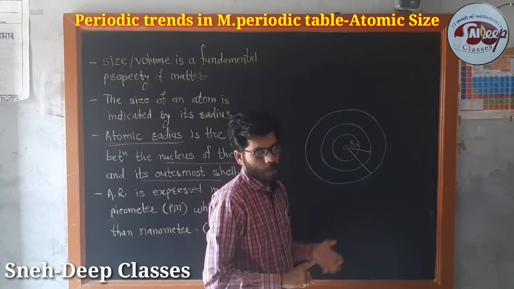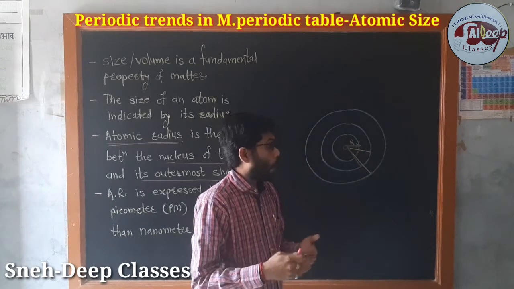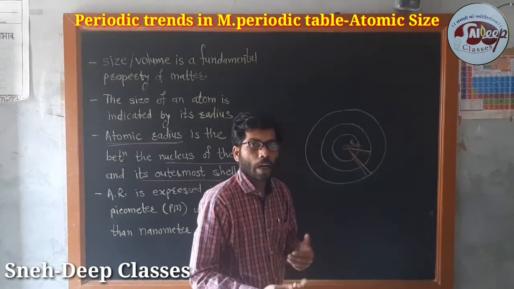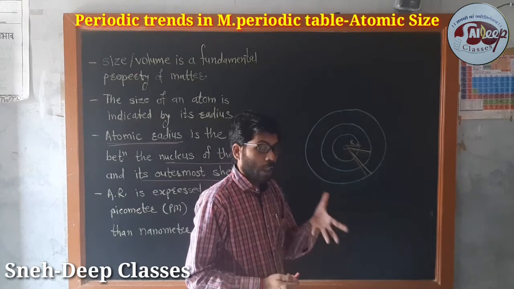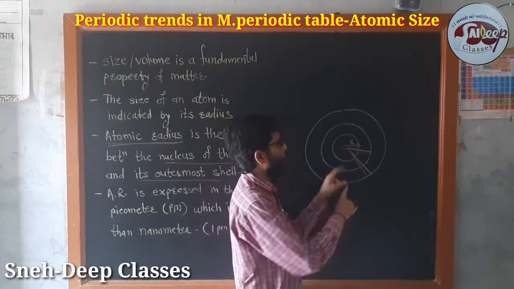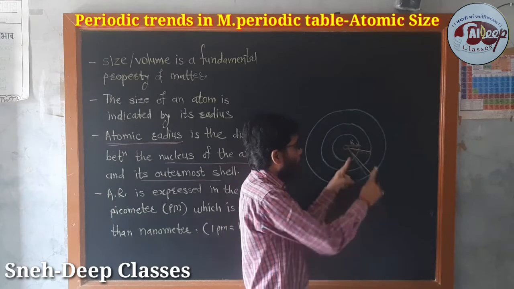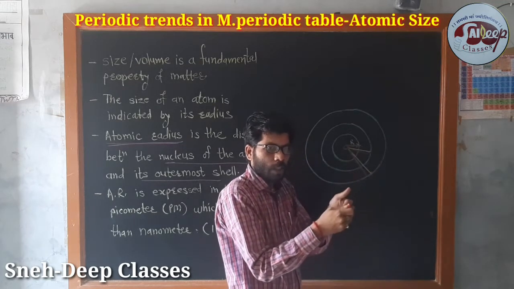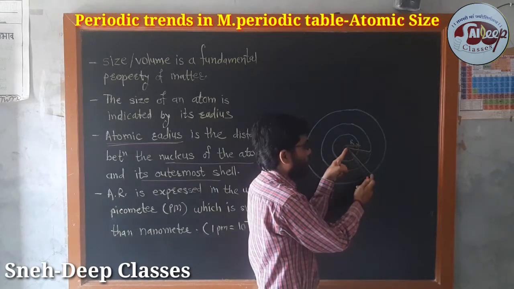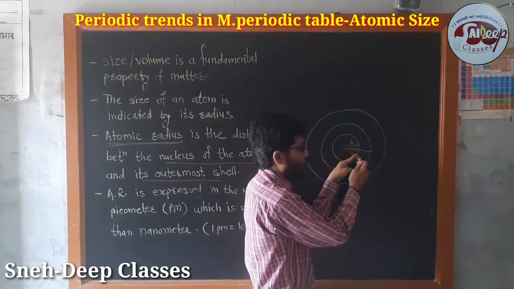Now, when there are two shells in the electronic configuration, then the atomic radius increases. Now, when three shells, then the atomic radius increases further. Why does the atomic radius increase? Because by the definition, the distance between the nucleus and the outermost shell is called the atomic radius. When there is only the first shell, only one shell, the distance is very less, that means the radius is less. But when we consider two shells, then the distance increases as compared to the one shell atom. And when we consider three shells in the electronic configuration of the atom, then the distance increases, the radius increases.